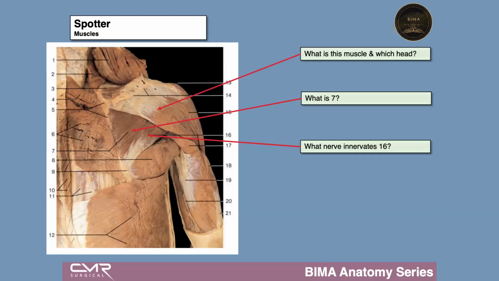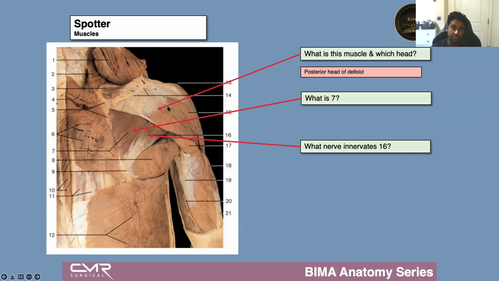Stop. Great. Okay. So we can see that's going to be the posterior head of the deltoid. We know it's posterior because we have all these different muscles that you can only see posteriorly, like the triceps, for example, triceps brachii. You can see the latissimus dorsi. You can see the teres major. You can see all these different muscles.